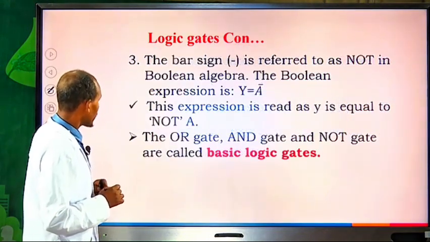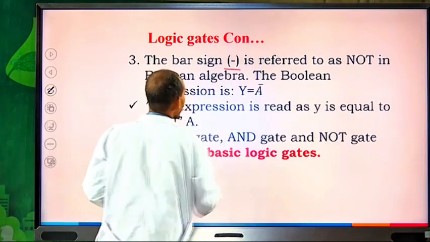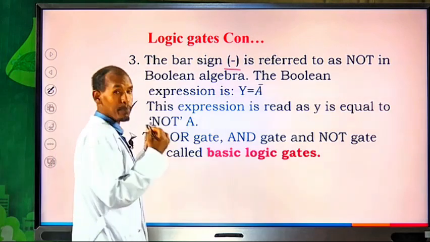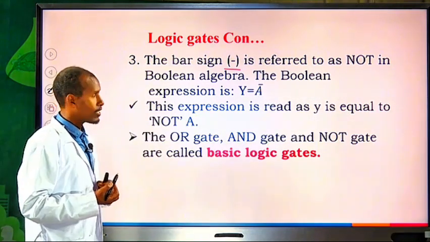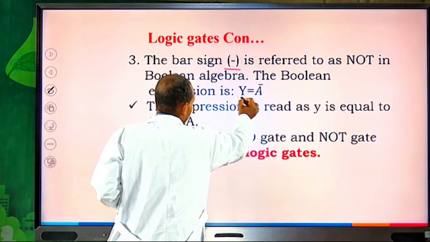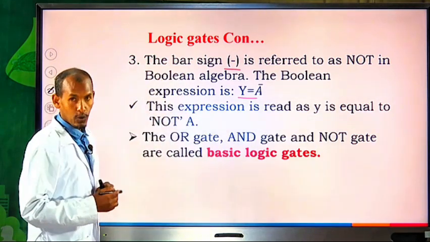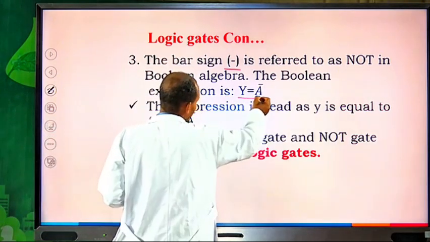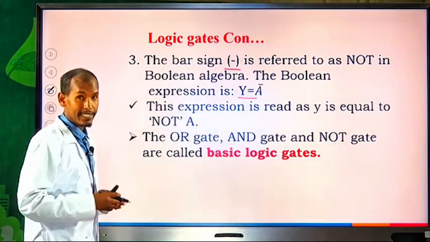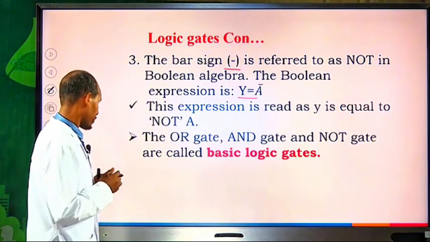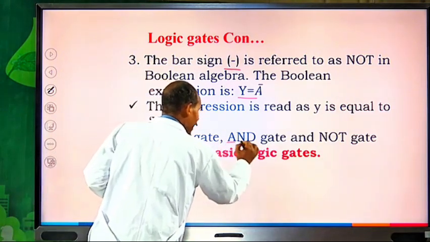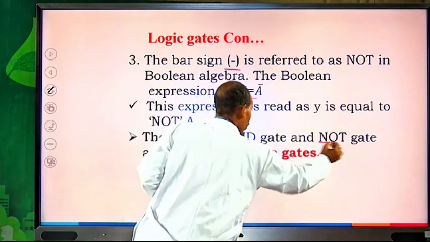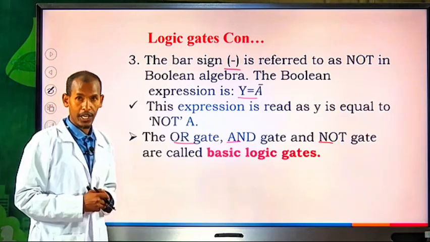And the last one is the minus sign. In Boolean expression, this is used to represent the NOT gate, and it can be represented as Y equals A bar. In mathematics this is called negation, but in physics Y equals A bar represents the NOT gate. The OR gate, AND gate, and NOT gate are collectively known as the basic logic gates.